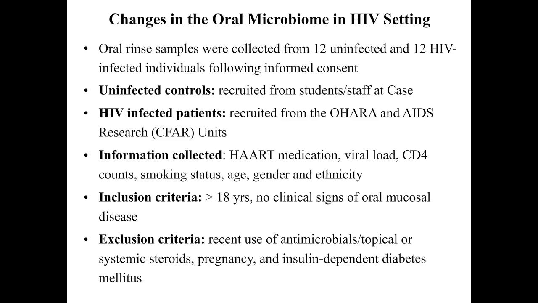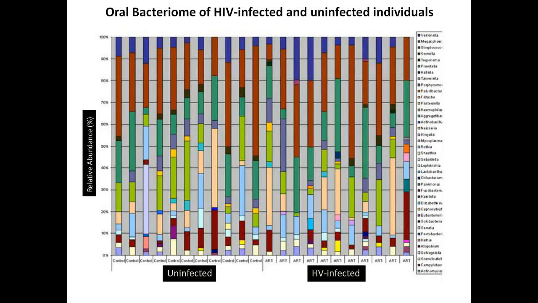We got information, for example, on their antiretroviral therapy, viral load, CD4, and smoking status. All of these were collected, and they were all adults who were involved in this study. We had similar exclusion criteria: no antimicrobials, both topical as well as systemic, no steroids, and pregnancy and insulin-dependent diabetes were excluded, so subjects with those were excluded from the study.